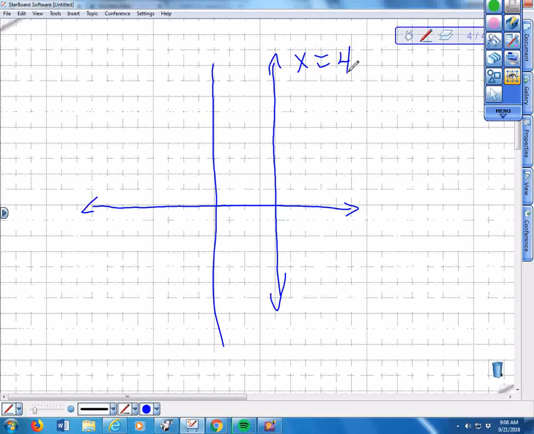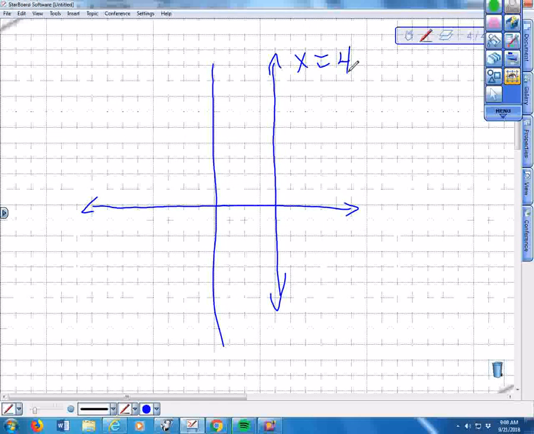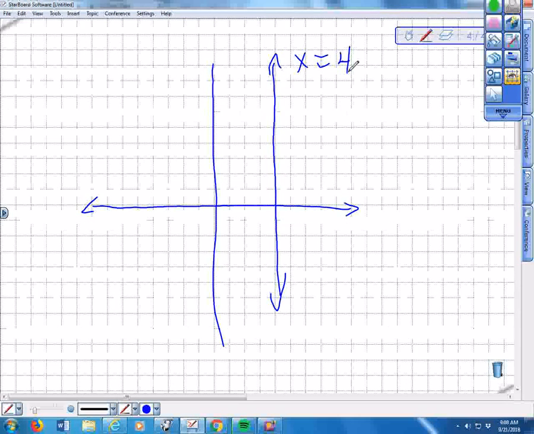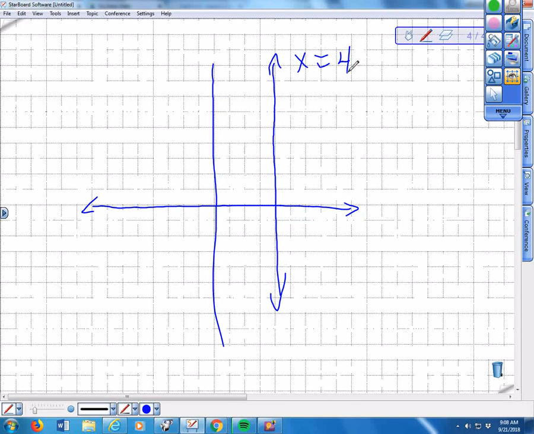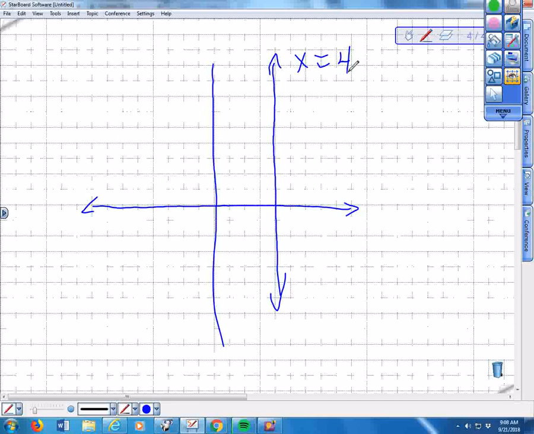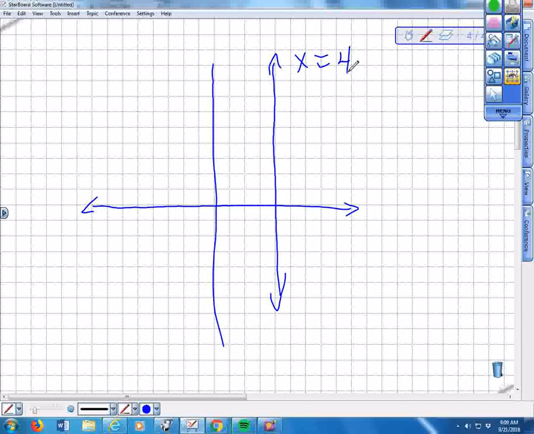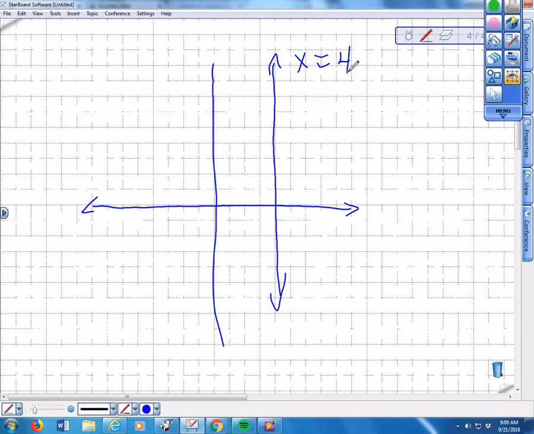So what is the slope of a line parallel to this line? Undefined. What's the slope of a line perpendicular to this line? 0, because a line perpendicular to this one will be a horizontal line. And the slope of horizontal lines is 0. Okay? So if you're given the equation y equals 7, is that horizontal or vertical? Horizontal. Because everywhere on the line it goes through y equals 7.